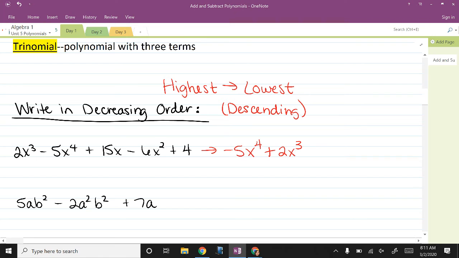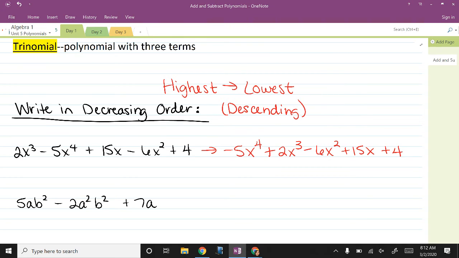So all these have to be connected with pluses and minuses. What's the next highest exponent? X squared, so it's a -6x squared. So keep the sign. And then what? +15x. So we write plus 15x. And then what goes last? The constant. So constants always go last in decreasing order if you have a constant. Okay, so everybody okay with that first one? It's pretty simple when there's only one variable, right?